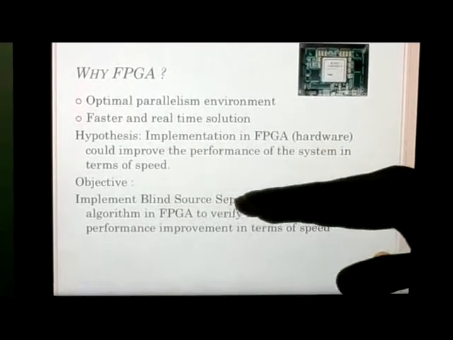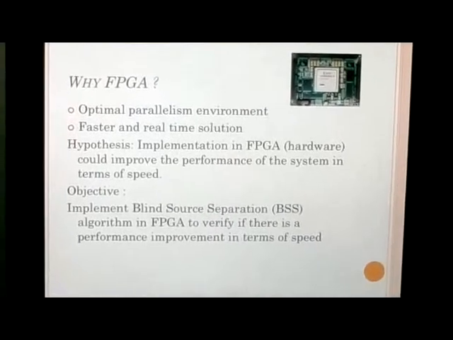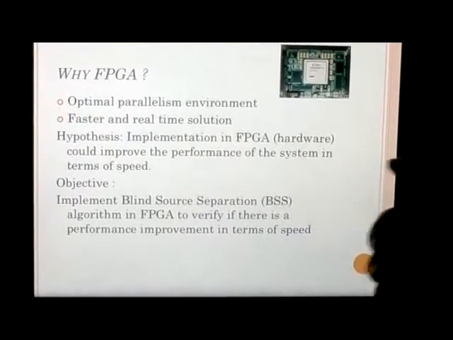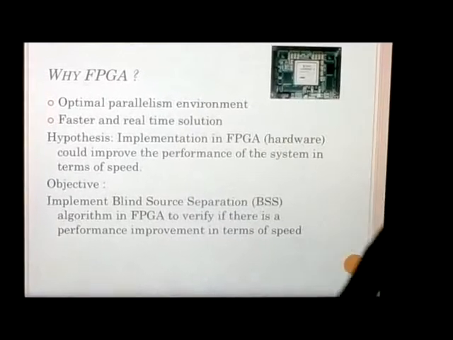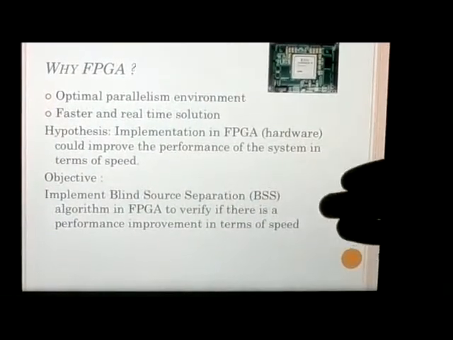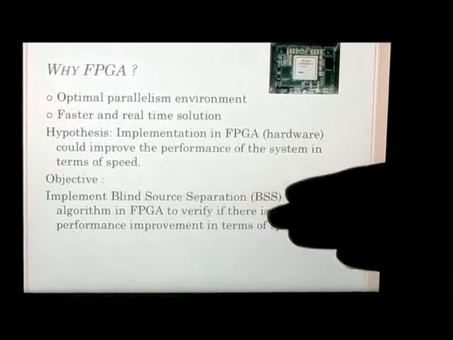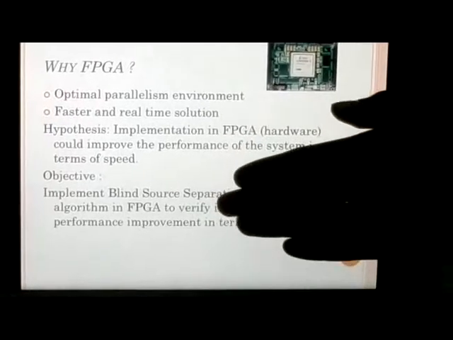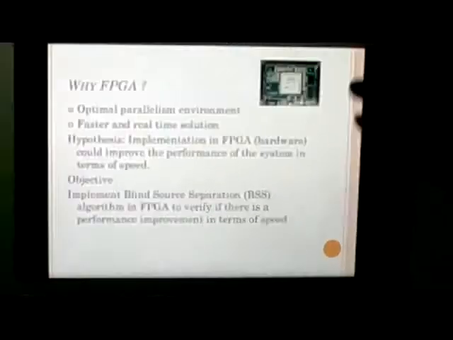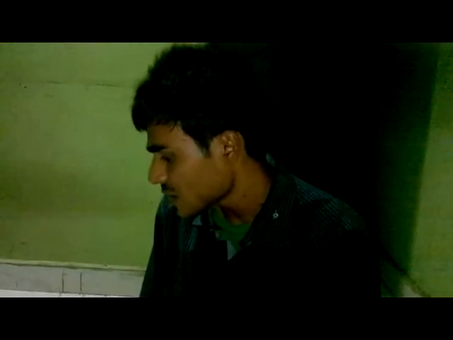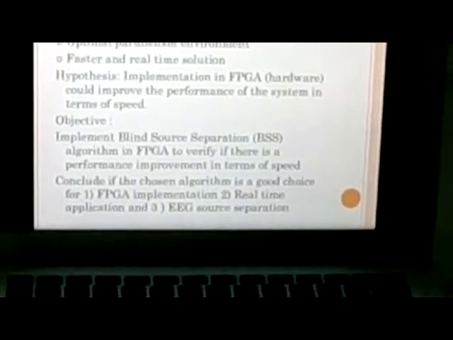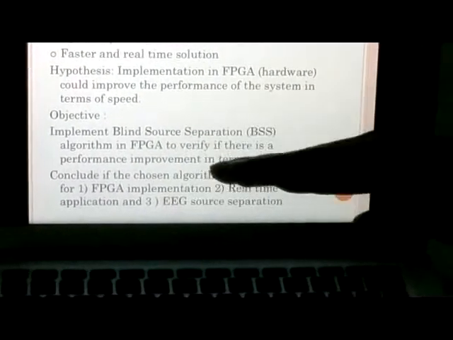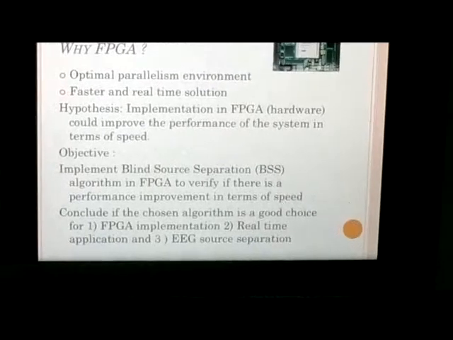You will understand this point later in my presentation, because there is a comparison between the BSS algorithm and ICA, which is independent component analysis, and then you will understand why I am using the BSS blind source separation algorithm, not ICA. It is just to prove that the BSS algorithm is better. Now the conclusion: whether the chosen algorithm is a good choice for FPGA implementation, real-time application and EEG source separation. These are the three conclusions which I will try to reach at the end of my presentation.